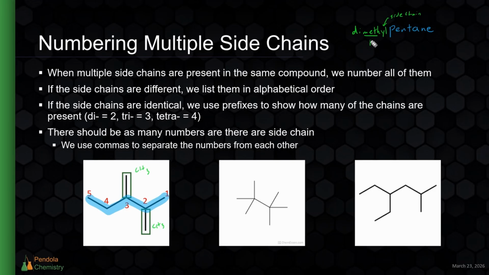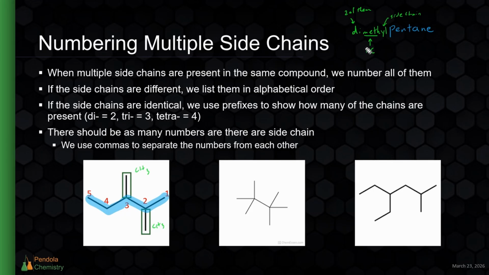The meth tells us it's a 1-carbon side chain. And the di tells us there are 2 of them. There are 2 methyl side chains on a pentane, on a 5-carbon chain. So once you have the dimethyl pentane, the only thing we're missing is where these methyl side chains are. Because they could both be on carbon 2. It could be 1 on 2 and 1 on 3. It could both be on 3. We could have 1 on carbon 2 and 1 on carbon 4. So there's a bunch of different conformations that this could take.